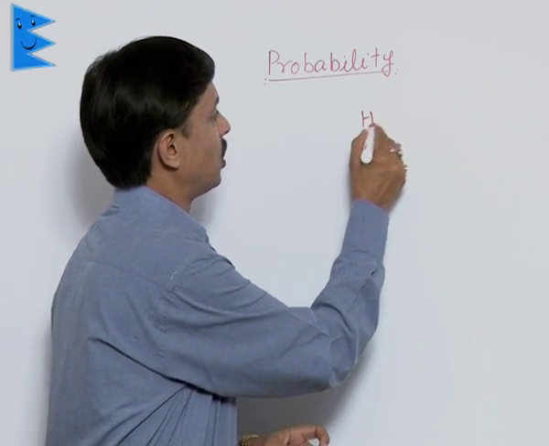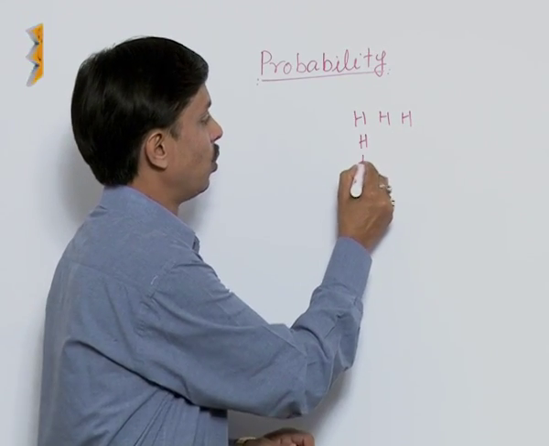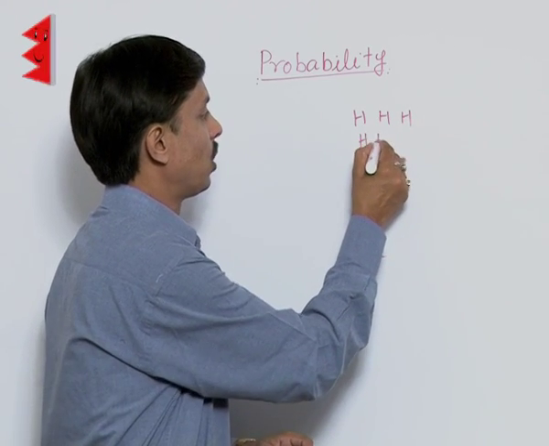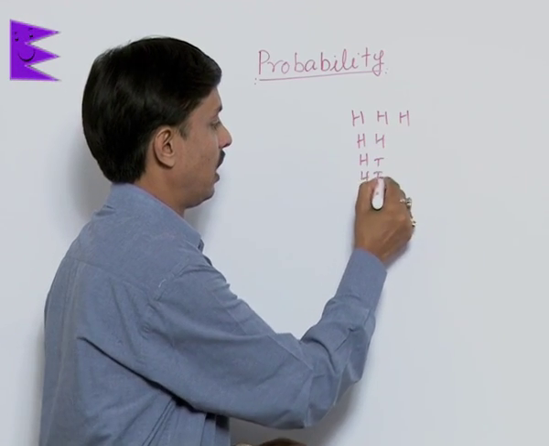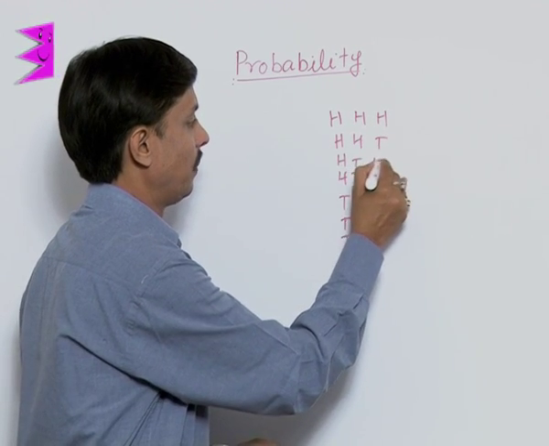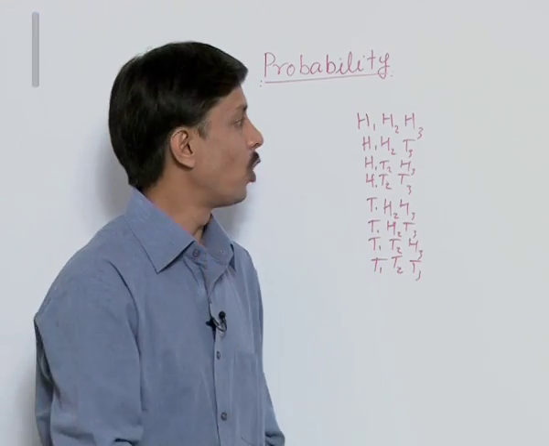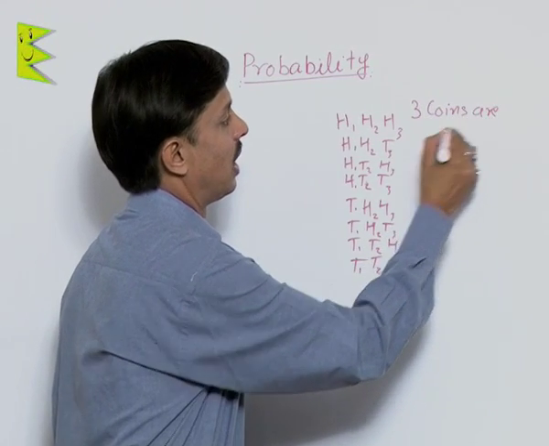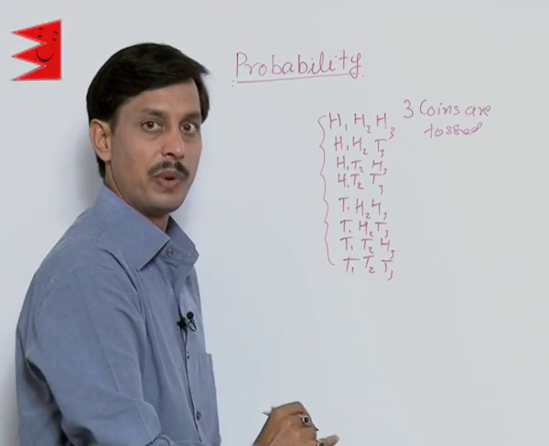It may be head, head, head. Then four times I write tail, then two times head, two times tail, two times head, head, tail, tail. Then head, head, tail, tail, then head, tail, head, tail, head, tail and head, tail. If 3 coins are tossed, these are the 8 outcomes of the sample space.